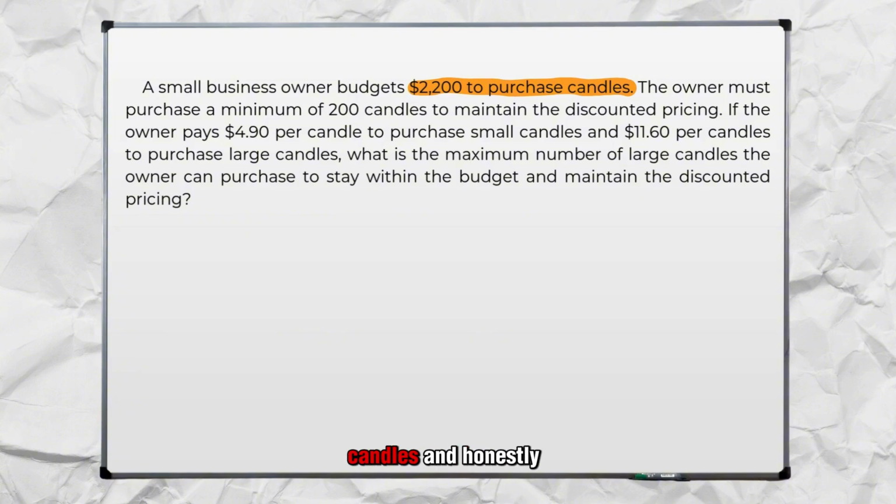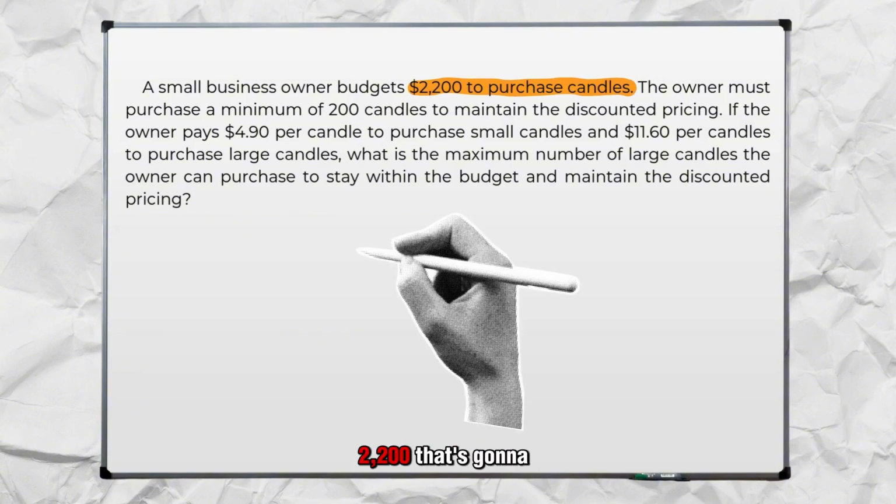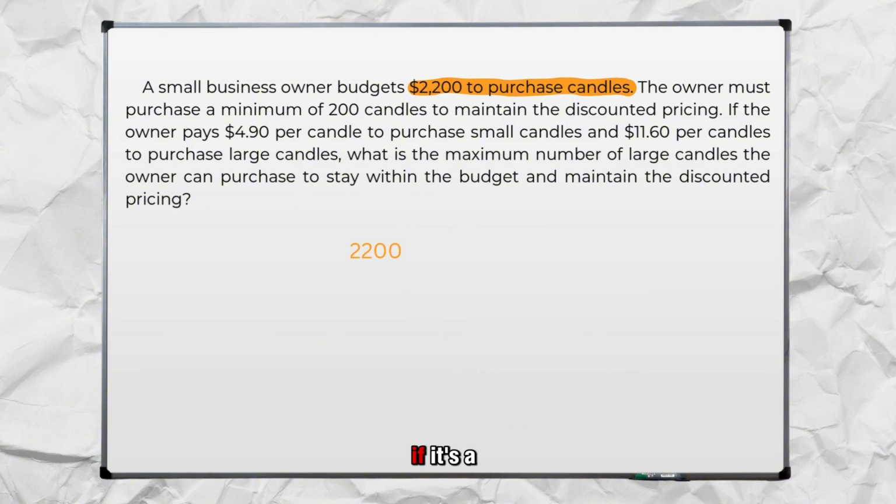$2,200 to purchase candles. And honestly, $2,200, that's going to be my y. If it's a budget, it means that we want to spend less than or equal to that amount. Now, they must purchase a minimum of 200 candles to maintain the discounted pricing. So let's say we have small candles and we have large candles.